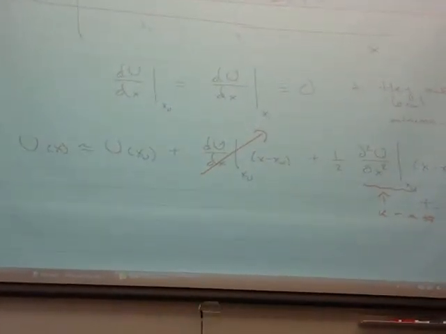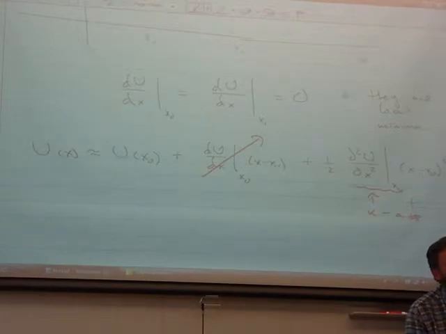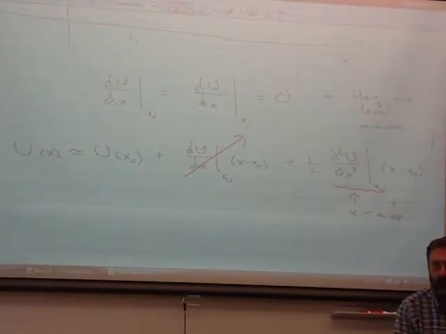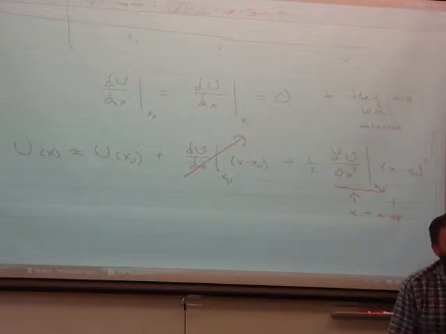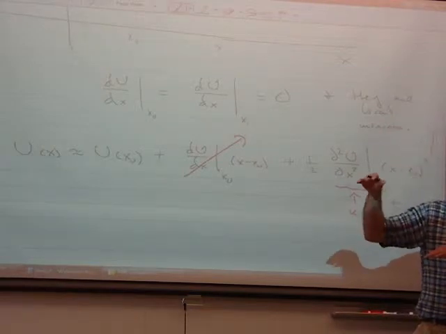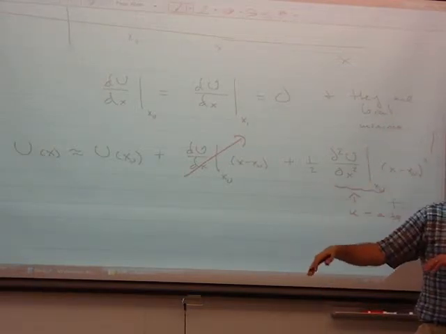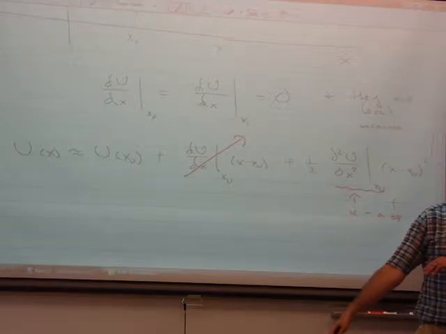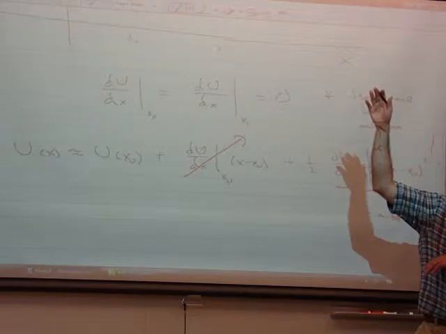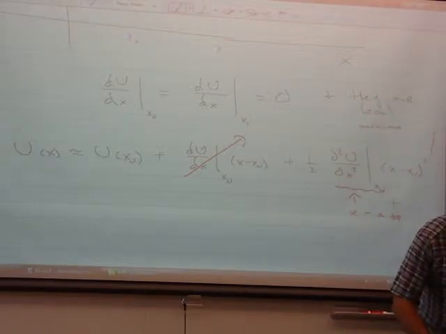Do numbers, constants like u of x0, matter in potential energy functions? Not really. No, they don't, right? The only thing that matters in a potential energy function is differences in potential energy. So additive constants never matter, which is why when you drop an object, you can set the floor to be the place where h is equal to 0, or the ceiling to be the place where u is equal to 0, right? So additive constants don't matter. This term over here we just don't care about.